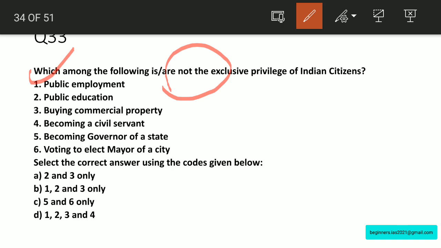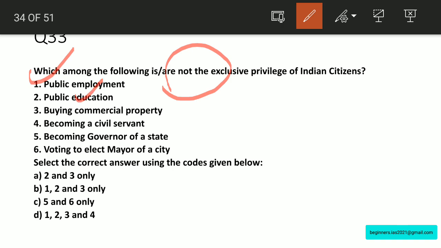One has to note that Indian citizens enjoy the right to education and also employment under Article 15 and 16 of the Indian Constitution. But public education and employment is not their exclusive privilege, as even citizens of Nepal and Bhutan can also enjoy it, and enter into the civil services except All India Services. So therefore, statements 1 and 2 are correct.